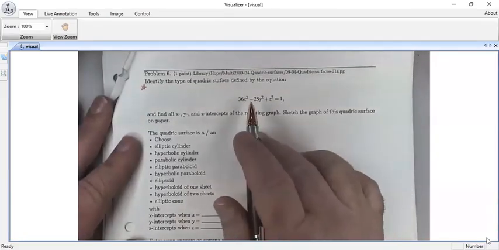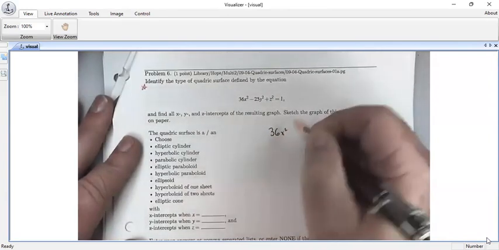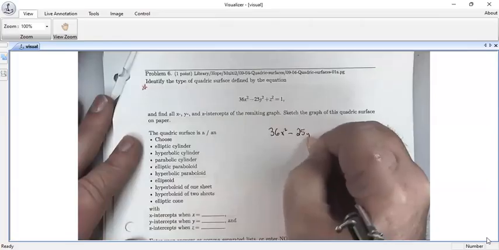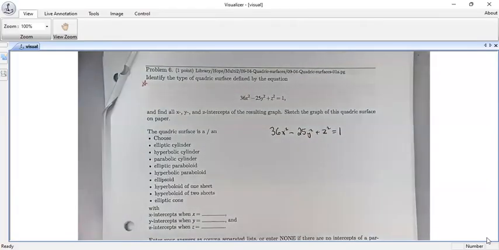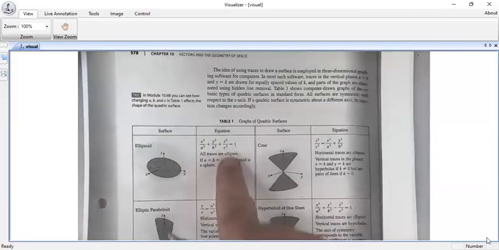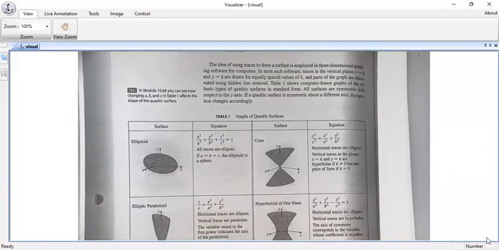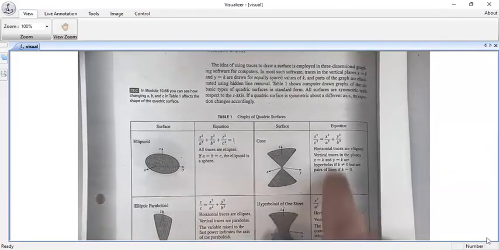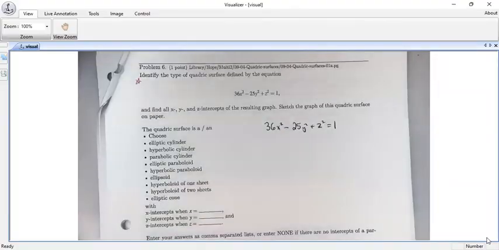All right. This guy is 36x squared minus 25y squared plus z squared equals 1. Now, when we looked at all these surfaces, and I'm going to grab this little sheet over here, this is what we have memorized. But if you notice, each one of these guys, the coefficients are in the denominator in this standard form. Does that make sense?